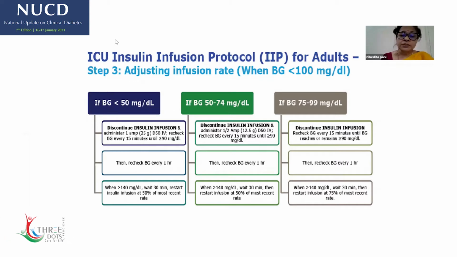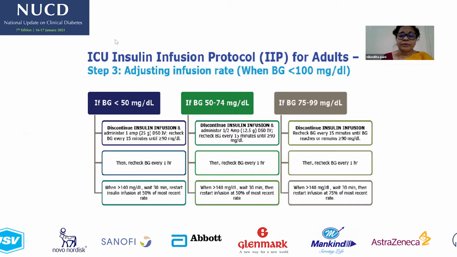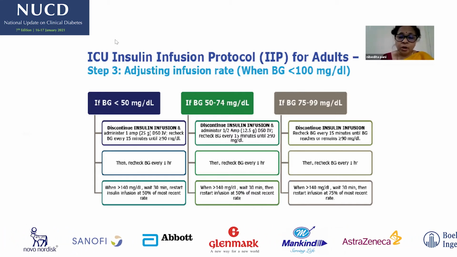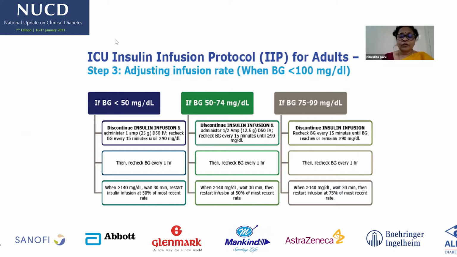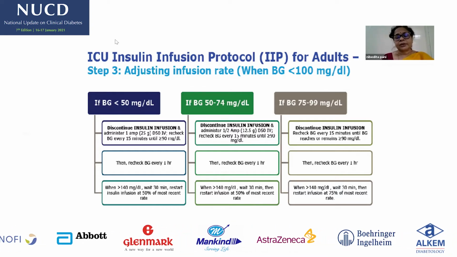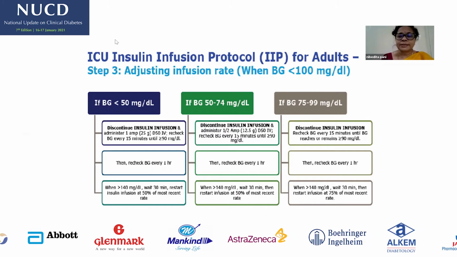If the blood glucose is 50 to 74, discontinue insulin infusion, administer half an ampoule, 12.5 gram D50 IV, and recheck the blood glucose every 30 minutes until 90. And when it becomes 140, then wait 30 minutes, then restart the infusion at 50% of the most recent rate.